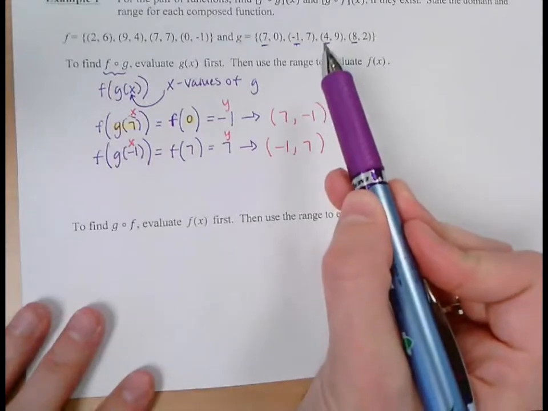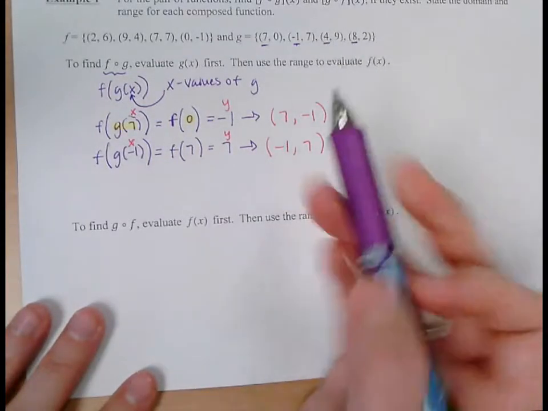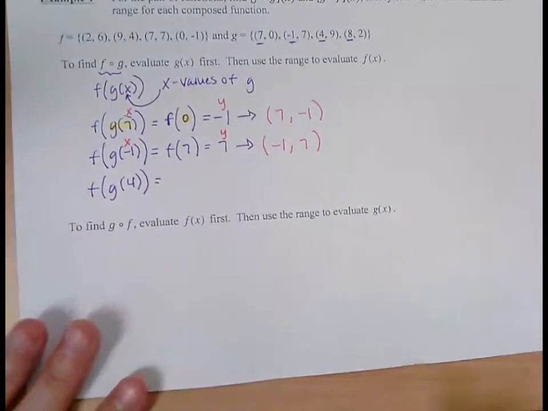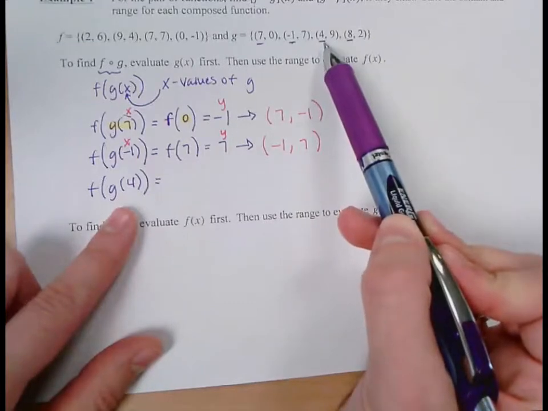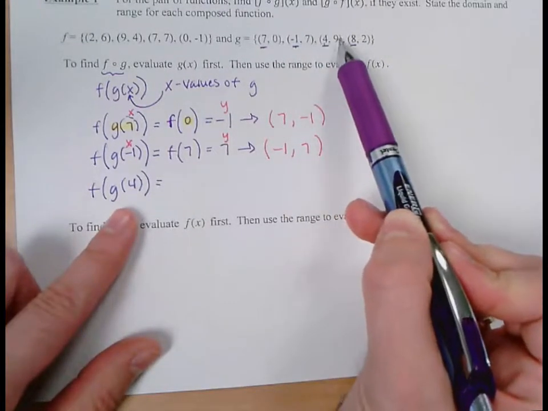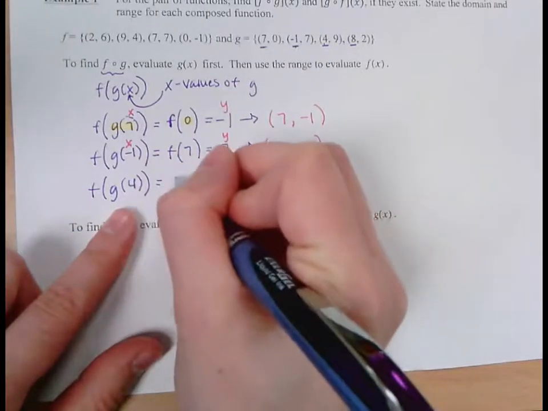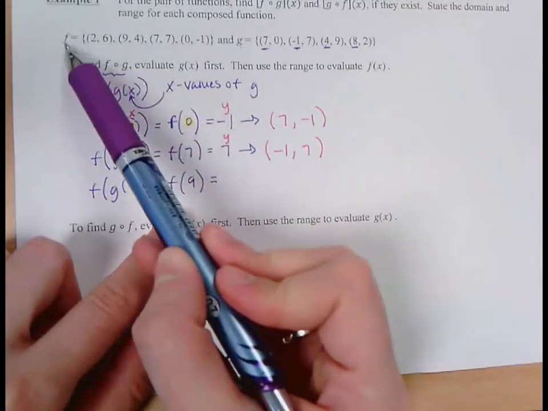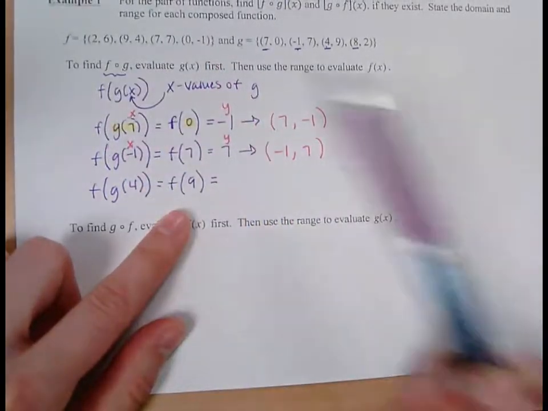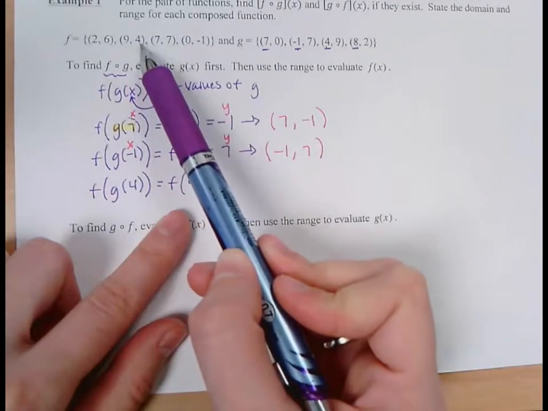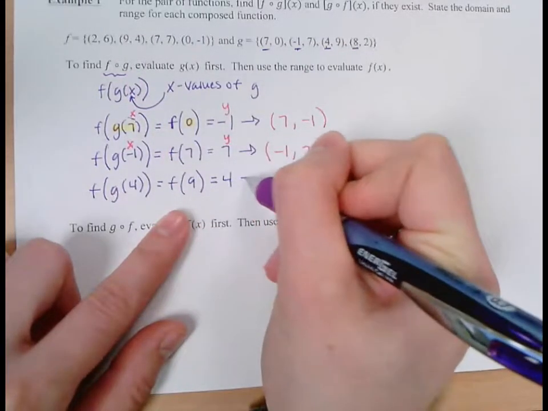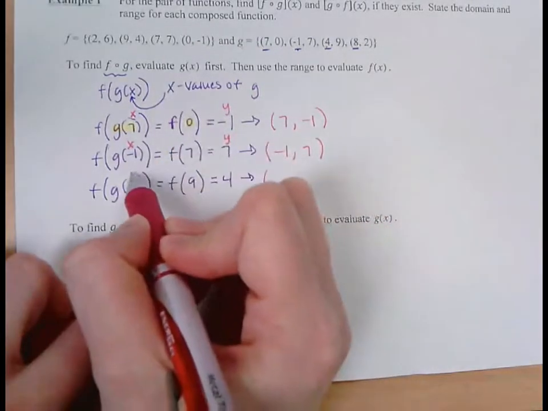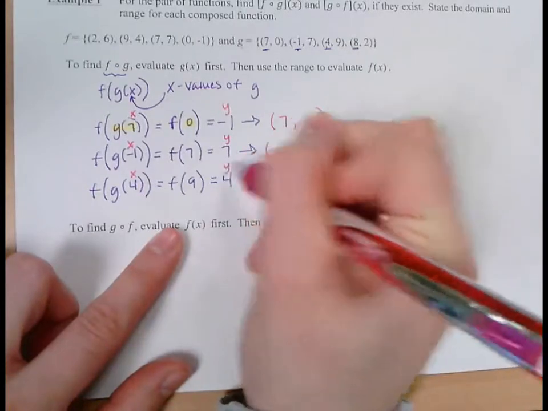Okay, continue on. I have 2 more to go. Next x value is 4, so I'm finding f of g of 4. And if I look at the function g, when x is 4, the y value is 9. So g of 4 is 9, so I have f of 9. Then I look at the function f, at my ordered pairs. If any of the x value is 9, the second one does. That y value is 4, so this equals 4. So then that ordered pair has an x value of 4 and a y value of 4.